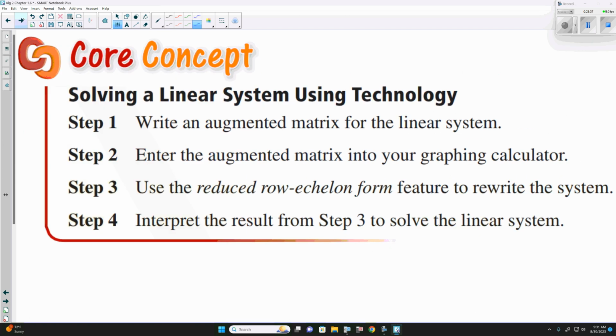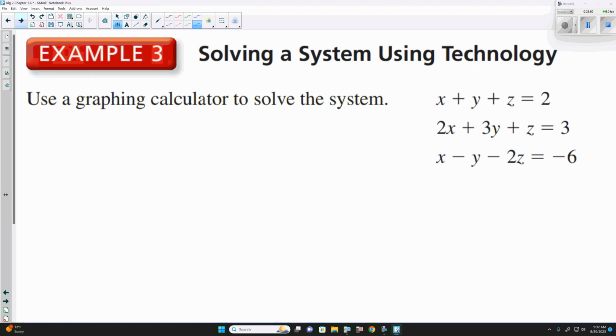Now there's some steps to doing it, and they are provided in the note sheets here. 1, write the augmented linear system. Write the augmented matrix. Enter the augmented matrix, use reduced row echelon form, and interpret the answer. So we're going to look at this here.